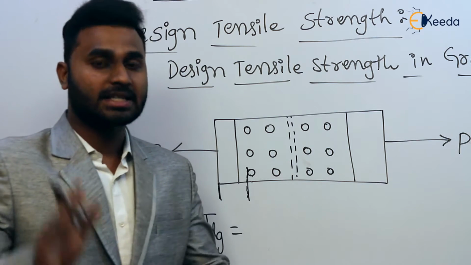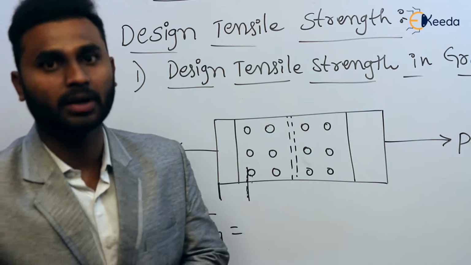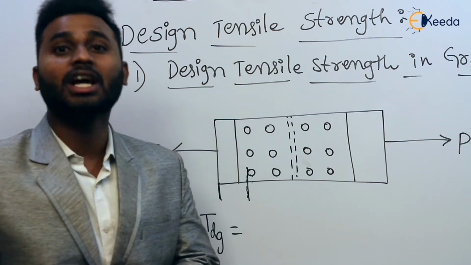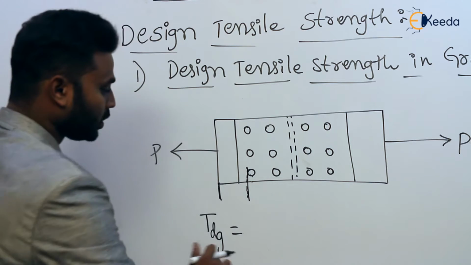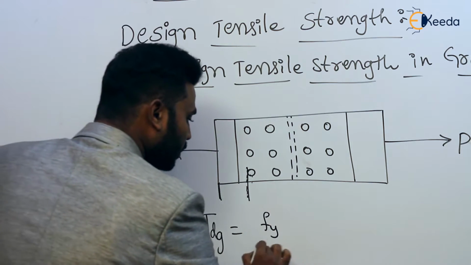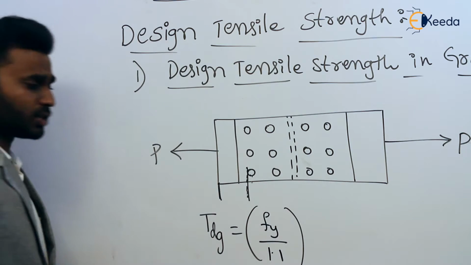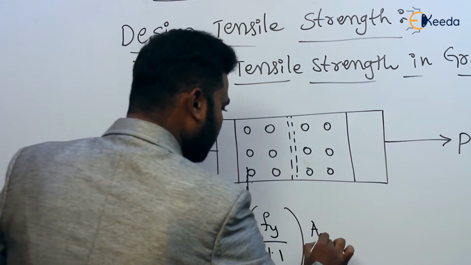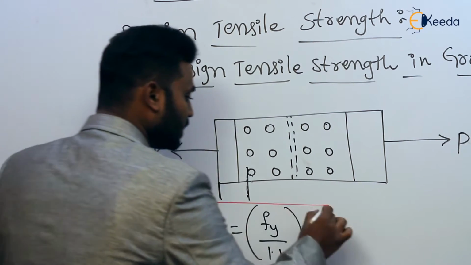Whenever structural steel is yielding or buckling, the factor of safety to be used is 1.1. Or if it is fracturing or rupture, then we have to use 1.25, and the stress to be used is Fu. Okay. So Fy by 1.1, agreed, that is the stress, into the gross area. So this is the design tensile strength in cross section yielding.